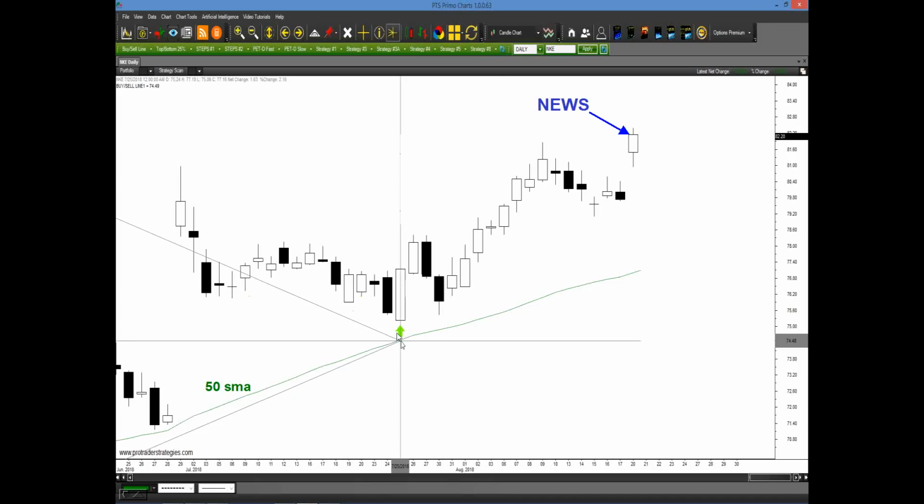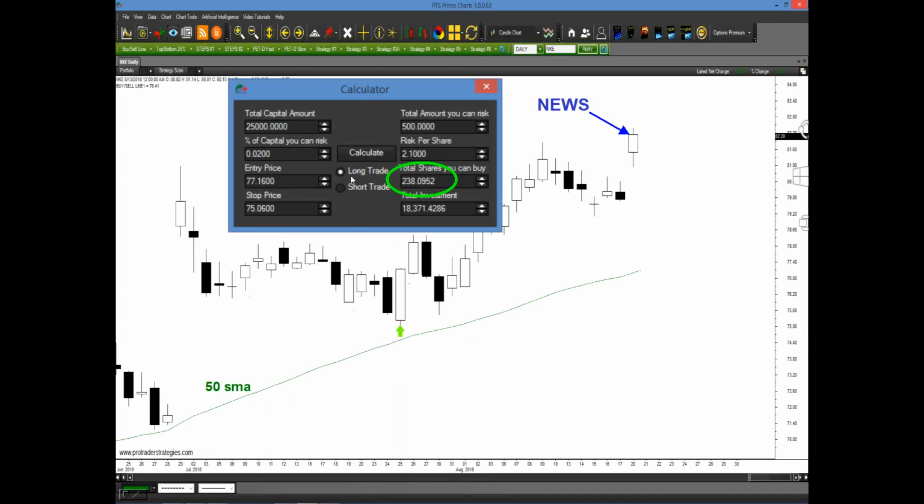Now, what we want to do is get our RPS calculator. We have a $25,000 account. We only want to risk 2% of our capital. Our entry price is the same place where the stock closed on that day, and we're going to place our stop just 1 or 2 ticks below. We hit calculate. We're only risking $500 of our capital. The point risk is a little over 2 points, and this tells us we can buy 238 shares, okay, because we're only using 18,000 of our 25,000.